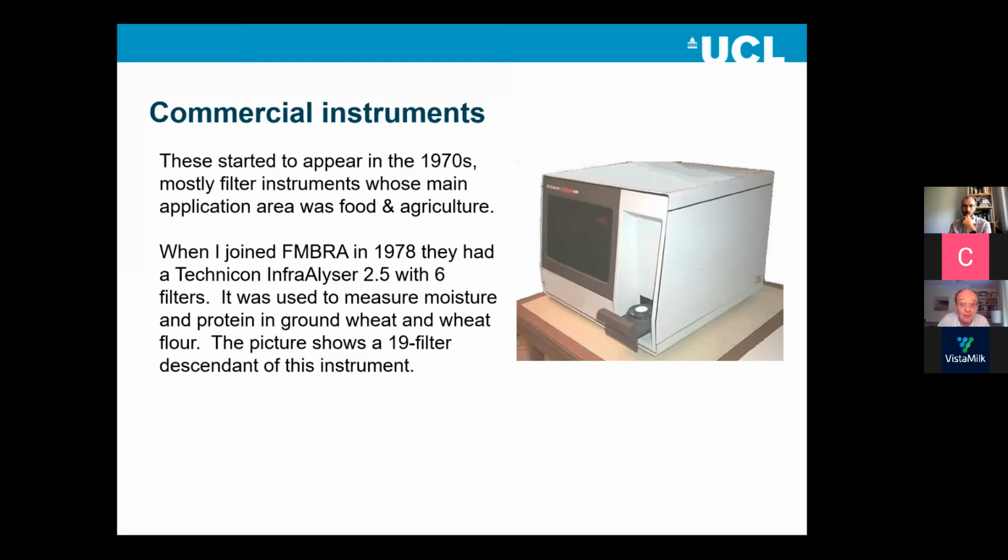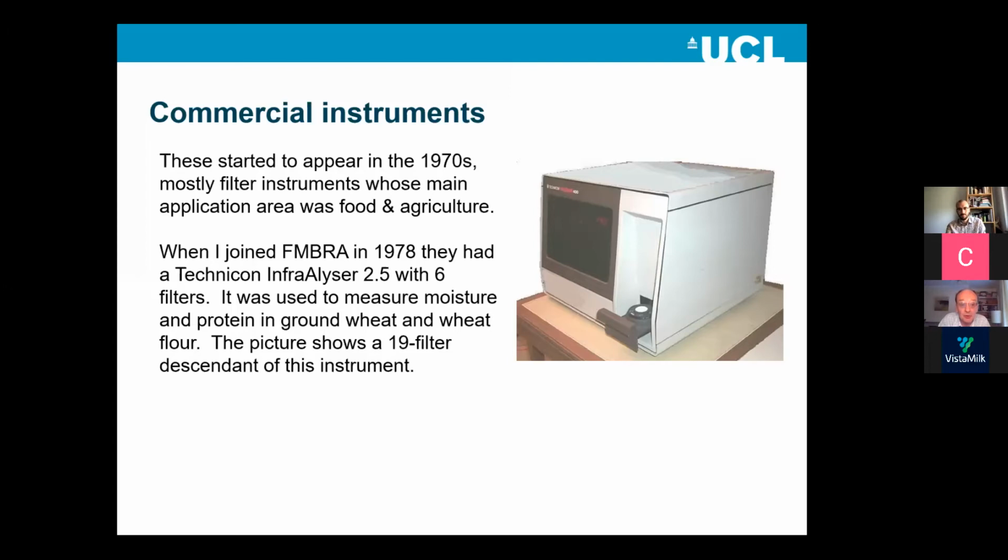It did research on milling, wheat milling, and baking using wheat flour. So cakes, bread, biscuits, nice things like that. There were some freebies around. And one of the things they had in the analytical chemistry lab was a Technicon Infralyzer 2.5.